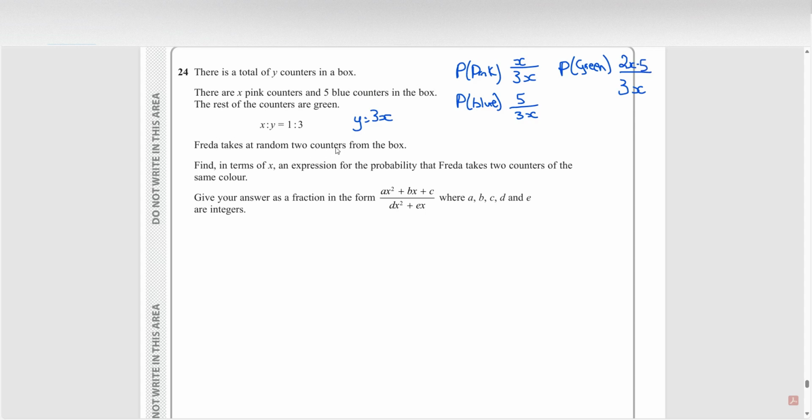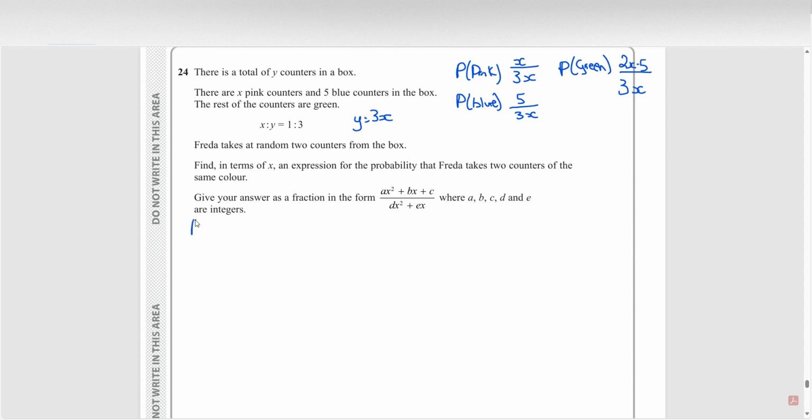Fredda takes at random 2 counters from the box. Find in terms of x an expression for the probability she takes 2 counters of the same colour. So we've got to work out the probability of 2 pink, 2 blue, and 2 green, and then add them together. And it wants us to give our answer in this particular format. We won't particularly worry about that format for the moment. We'll get our probabilities added together and then see what it looks like.